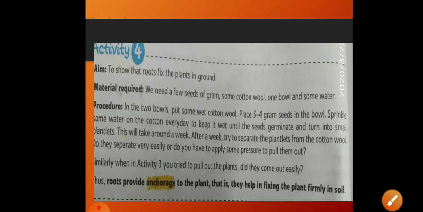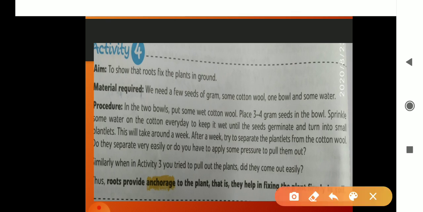Now next is an activity to show that roots fix the plant in the ground. For this activity we need a few seeds of gram, cotton wool, a bowl and some water. We will take two bowls and put some wet cotton wool over it and place 3 to 4 gram seeds in the bowl and sprinkle water over it so that it remains wet. After 3 or 4 days you will see germination in the seeds.